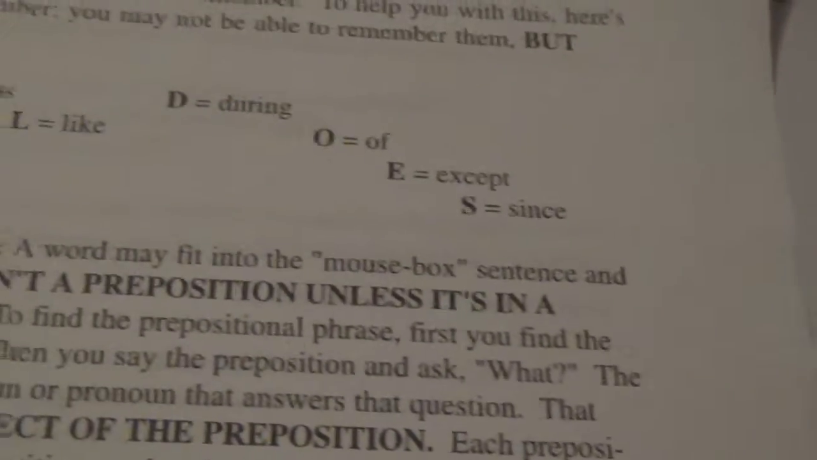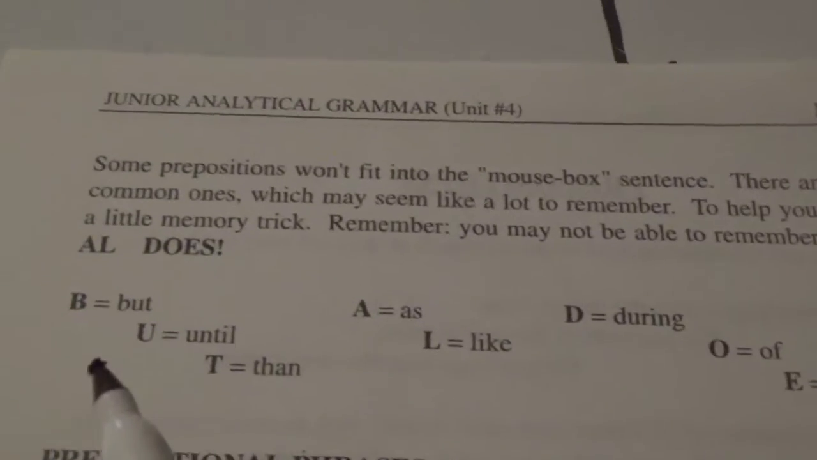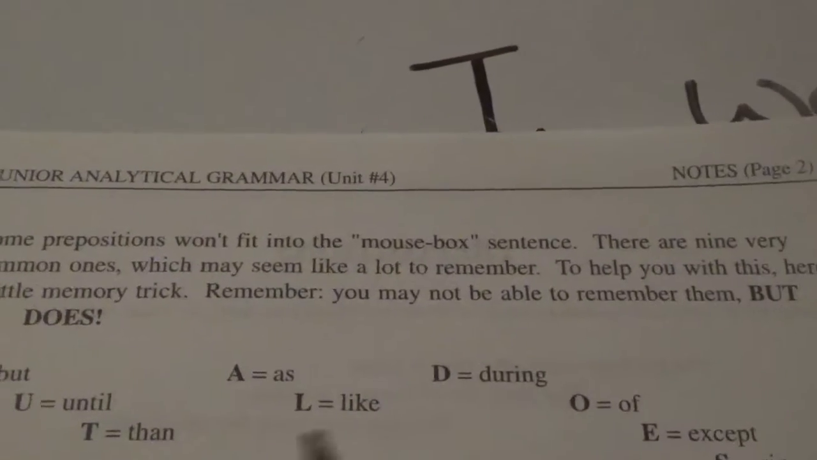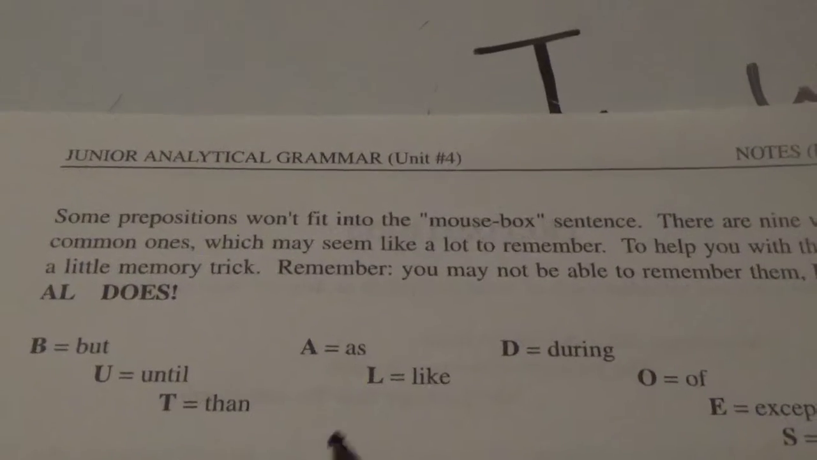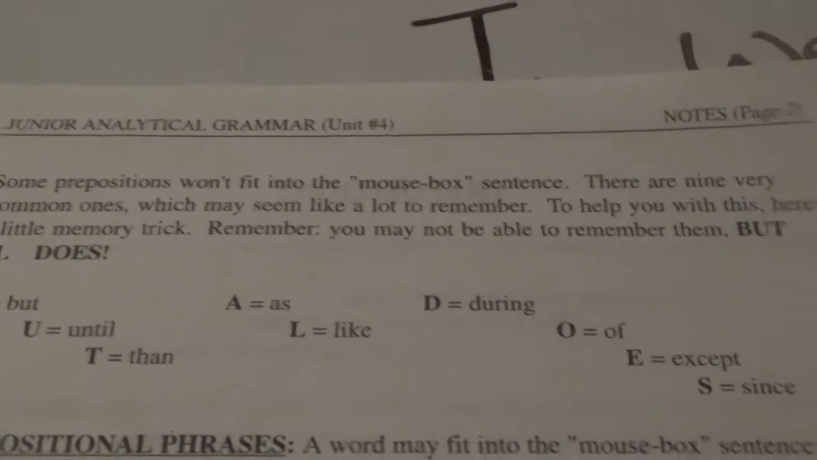Okay, so prepositions have to have objects, and many of them fit into the mouse went blank the box sentence. There are 9 common ones that don't. You may have a hard time remembering them, but Al does. And that will help you. That's a little memory trick to help you remember what they are.